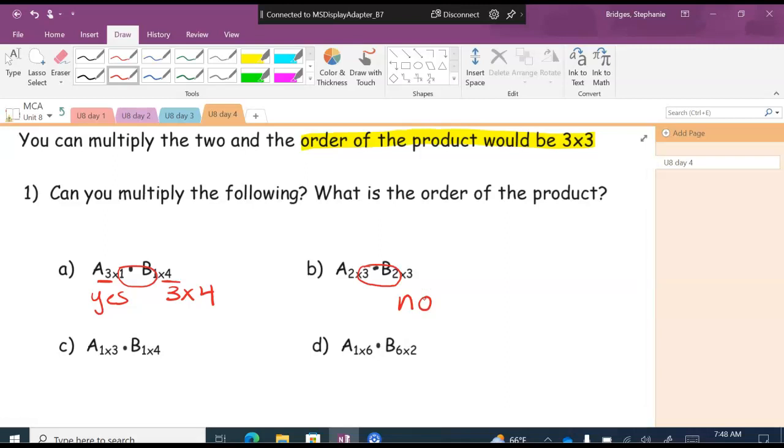What about C? 1 by 3 and 1 by 4. Can those be multiplied? Nope. And then a 1 by 6 times a 6 by 2? Yes. And what size is my answer going to be? A 1 by 2. That's the very first thing we need to check every time we're supposed to be multiplying. Can we multiply them? And then what size is my answer going to be so I know what the setup should look like? Everybody ready?